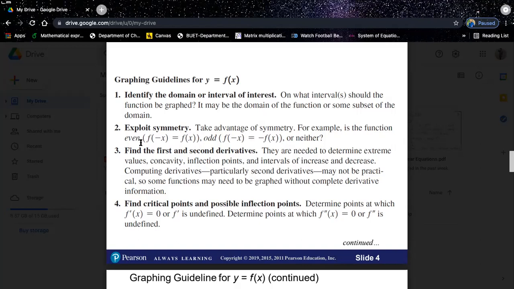Okay, your function, let's imagine it's x squared. So if you plug in negative x in place of x for the function, can you see what you are getting in return? You're still getting positive x squared. Do you agree?